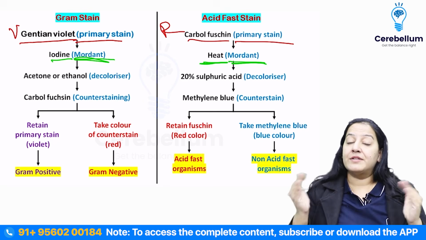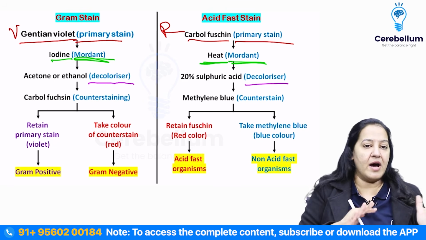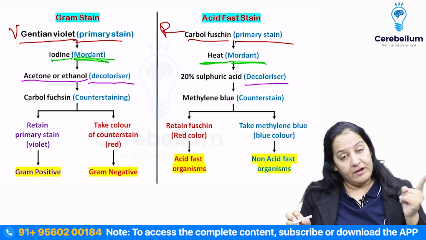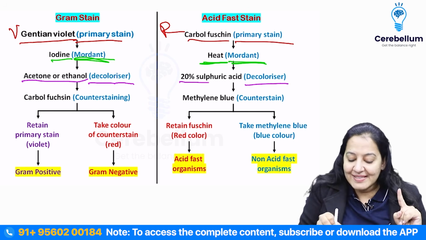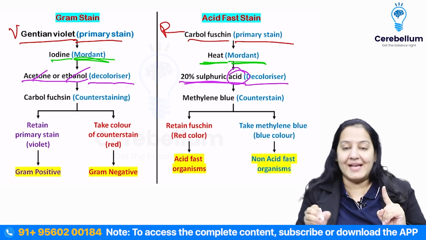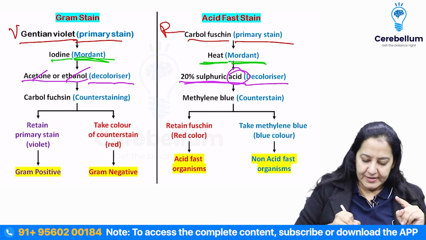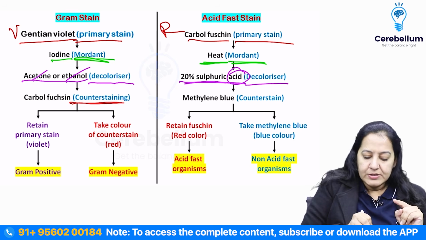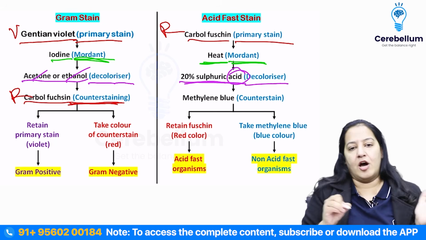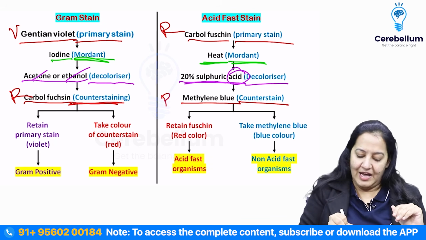Right. Now coming to the decolorizer, the most important step. Can you tell me the decolorizer in gram stain? It's acetone or alcohol like ethanol. And what about the acid-fast stain? It's an acid. Here, acetone or alcohol but not acid, and here we use the acid. It's 20% sulfuric acid. And what about the last step? Counter stain. So counter stain is the secondary stain. In gram stain, it's any red stain like carbol fuchsin, but in acid-fast stain, it's a blue stain like methylene blue.